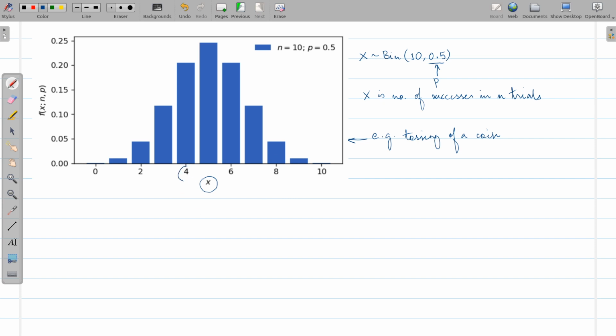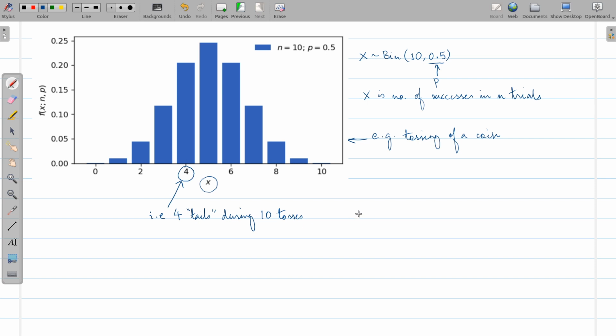If I say something is 4, what does this mean? It means 4 tails during 10 tosses. Is this clear, everyone? When X is 4, it means: if you toss the coin 10 times, what is the probability of getting 4 tails? That probability turns out to be around 0.2. This is the meaning of each of these bars that I have over here.